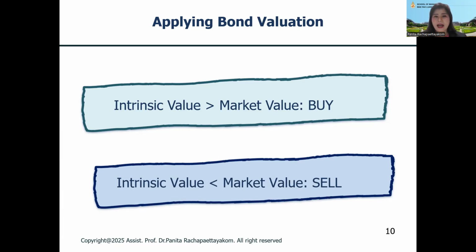On the other hand, in the second case, if you already have bond B, in this example I focus on bond B. So you already have bond B. If you calculate the intrinsic value of bond B, then compare that fair value with the market price, you can notice that the intrinsic value of bond B is less than the market value in this case.